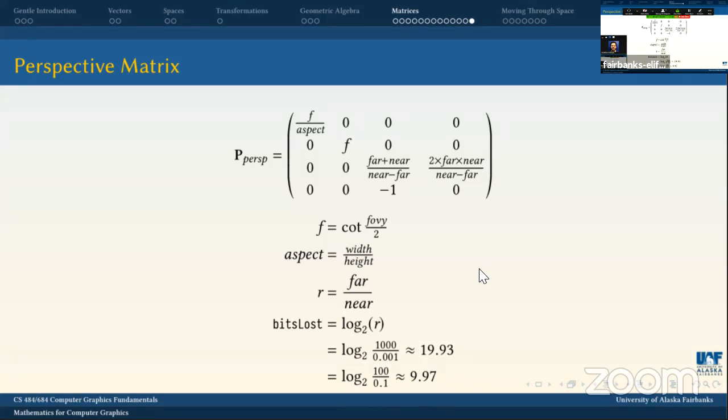And this one, you notice, looks a little bit different. In the scaling matrix, we actually use the cotangent of the vertical field of view. So if it was a 90-degree field of view from top to bottom, then our F would be the cotangent of 45 degrees. All right, and then we put our aspect ratio in there.